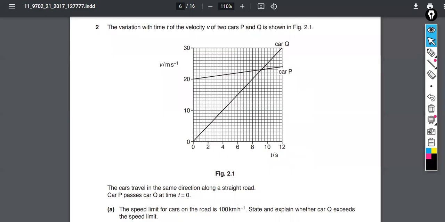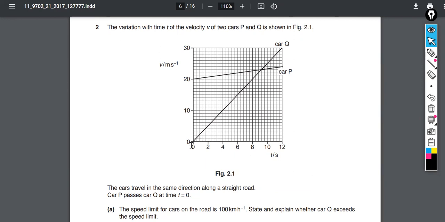All right, continuing on with our review here, we've got question 2 from paper 2. Looks like a kinematics question. We see a velocity time plot before us, and it reads, the variation with time t of the velocity v of two cars P and Q is shown in figure 2.1. Cars travel in the same direction along a straight road. Car P passes car Q at time t equals 0.